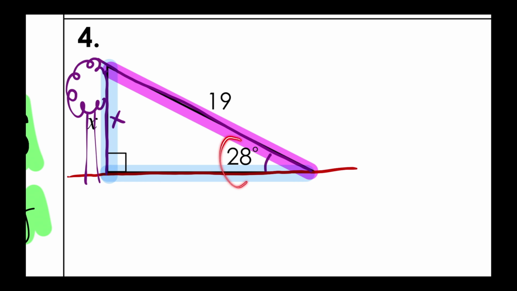Okay, so I have 28 degrees. I have this opposite leg over here that I want to find out. And I know the hypotenuse. So which trig function works with those? Which trig function works with the opposite leg and the hypotenuse? And if you don't remember, then you can use that little convention that I taught you. SOHCAHTOA.